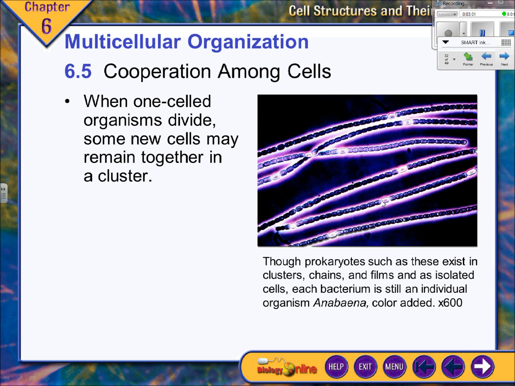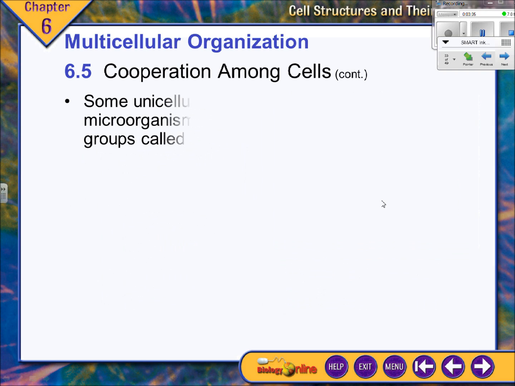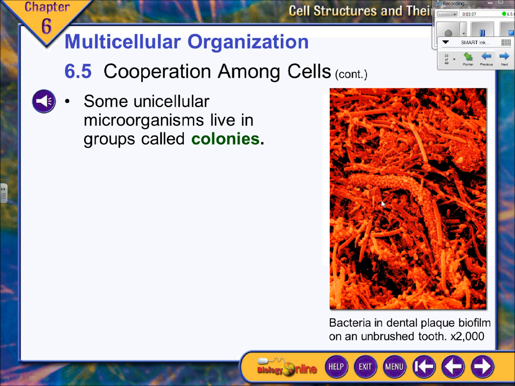So that's the basics of where multicellular organisms came from. But that last little point was, if one broke away, it would be fine. It'd probably go on to reproduce and make its own colony if possible.